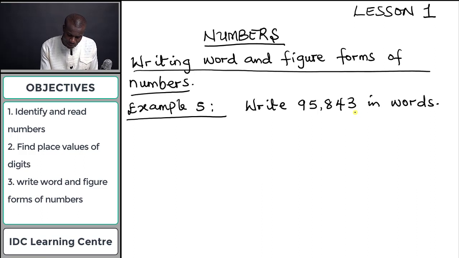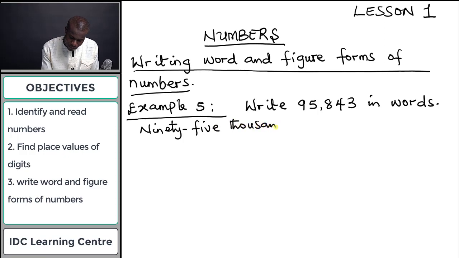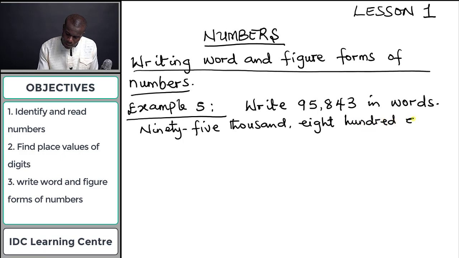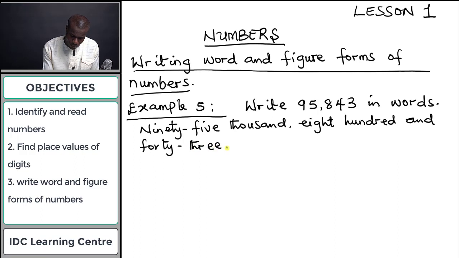So let's write this. This is 95,000, 800, 100, and 45 and 43. Is it right? Let's look at example 6.